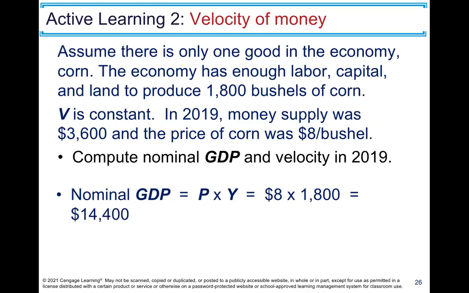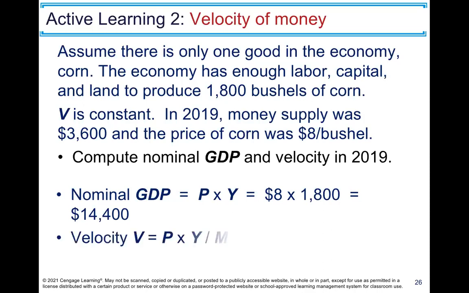And what it's saying is that, okay, well, we produced 1,800 bushels of corn. That's our real output, our real GDP. But I just need to multiply it by the price that we sold per bushel, and I can get essentially our nominal GDP or our income. That's how much money we made that year.